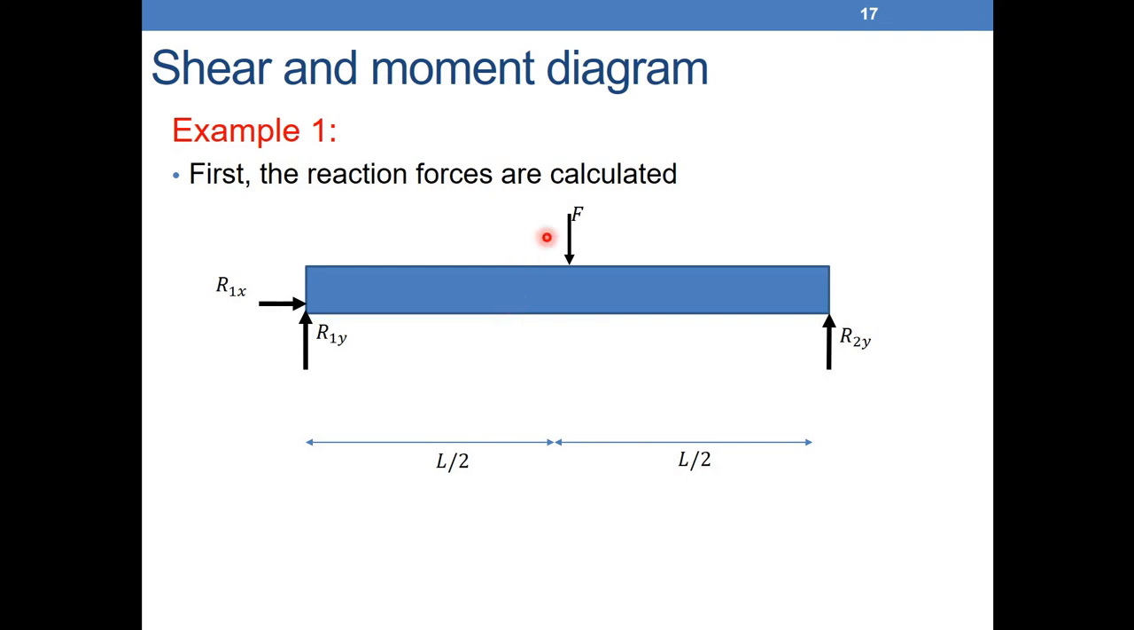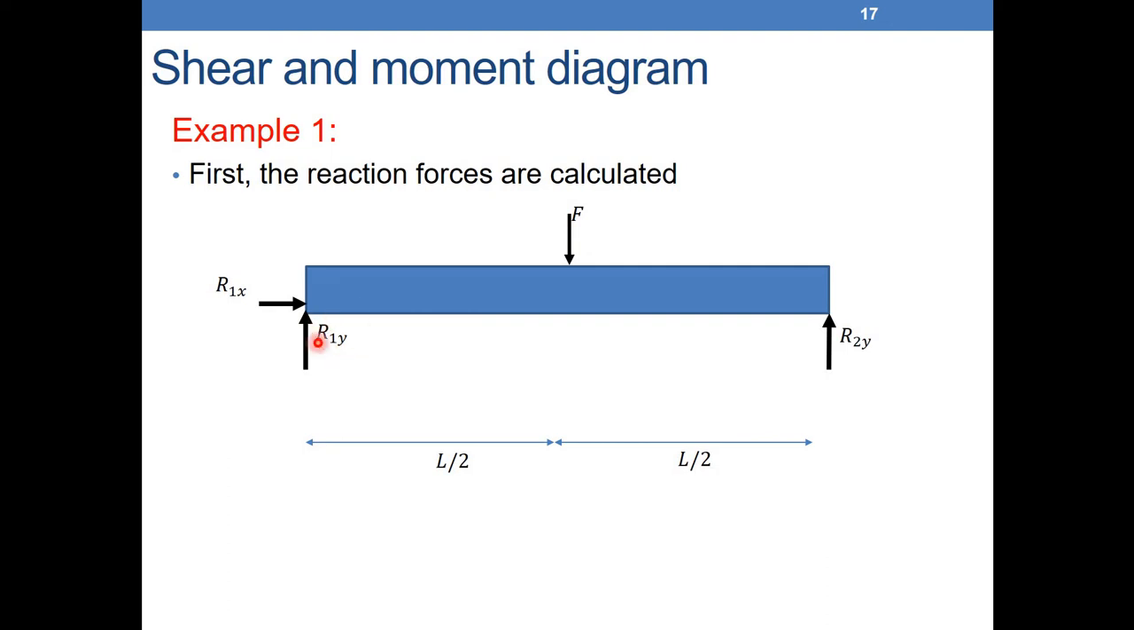As you can see, the force is applied in the middle. On the pin support I normally have horizontal and vertical reaction forces, while on the roller support I will have only a vertical reaction. But here we can see very quickly that R1x is equal to 0. I don't have any other horizontal force, so the sum of forces in x equal to 0 gives me R1x equal to 0. The second point, I can see that F is equal to R1y plus R2y. I don't need to do a lot of calculation because of the symmetry of the problem, because F is applied in the middle.